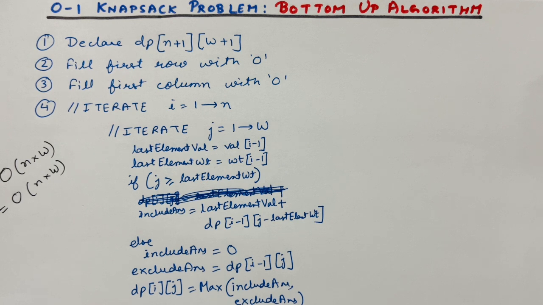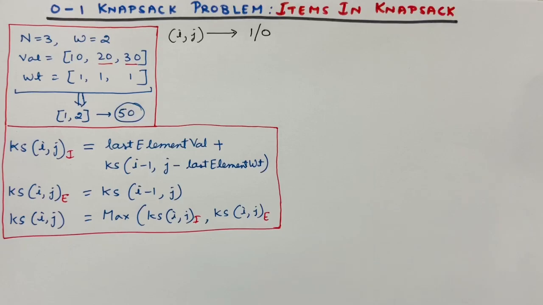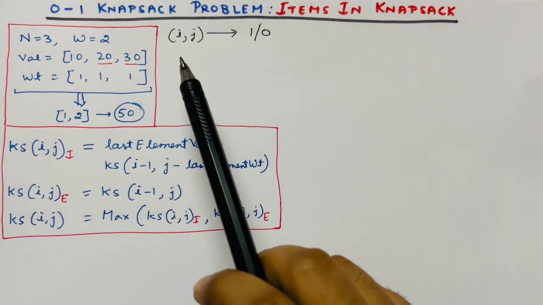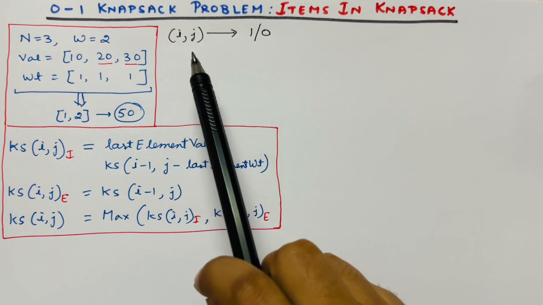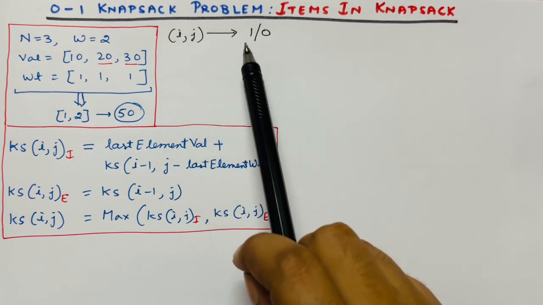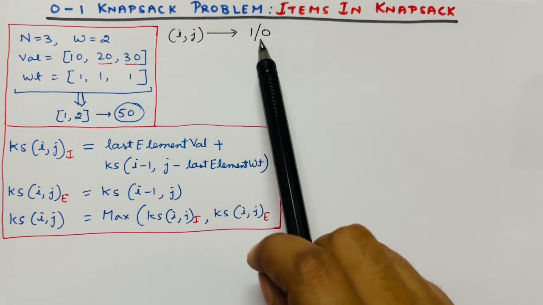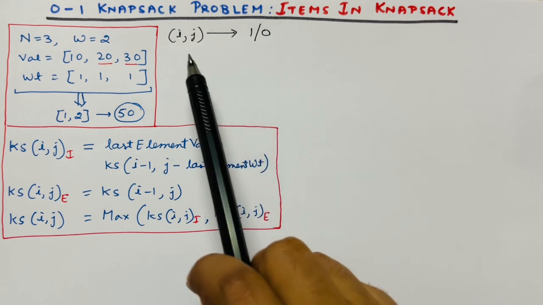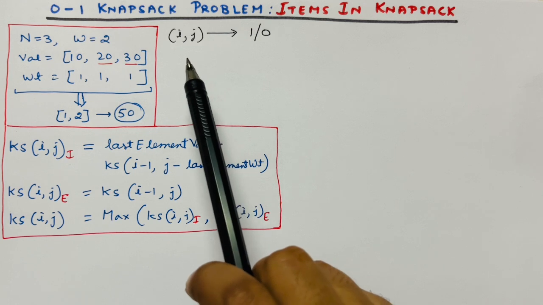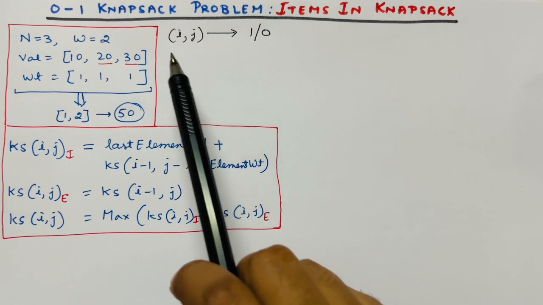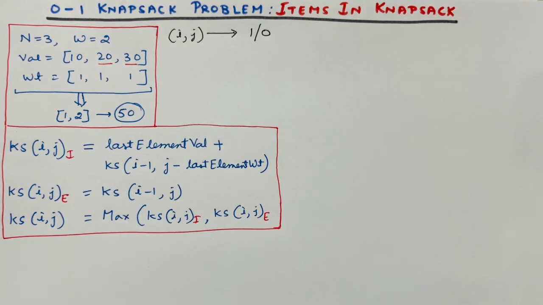This gives us a hint that we can probably trace the items that make up the maximum value in the knapsack. Let us say we had some way of storing this, that for a combination of i and j, whether we have included the last item or not. We can use a two-dimensional array to store this, just like we used a 2D array to store the results for every i and j.